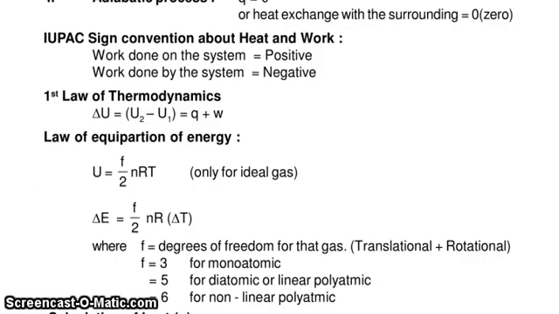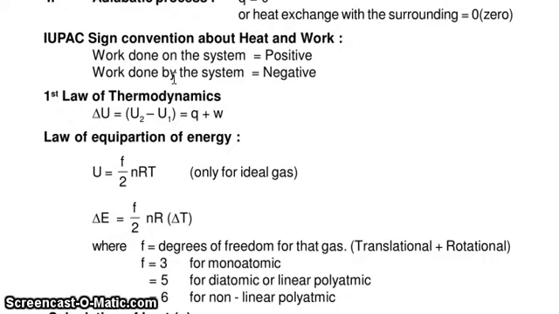Now friends, first law of thermodynamics. Delta U is equal to U2 minus U1, which is equal to Q plus W. You know the meaning of U here, you know the W and Q. So first you practice it, then read the books of the thermodynamics chapters.